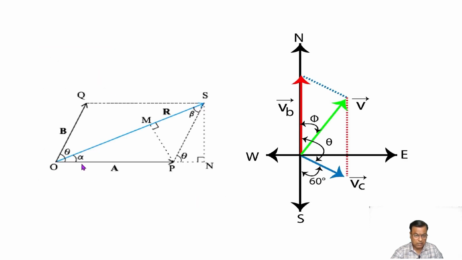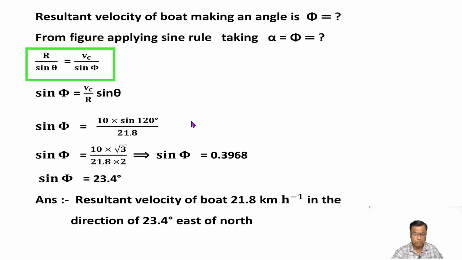Here the angle opposite R is 180 minus theta, and sine of 180 minus theta is sine theta, so R upon sine theta. And opposite A is the beta angle, so A upon sine beta. And this is the B vector; opposite the B vector is alpha, so B upon sine alpha. So this is the sine formula: R upon sine theta equals B upon sine alpha equals A upon sine beta.